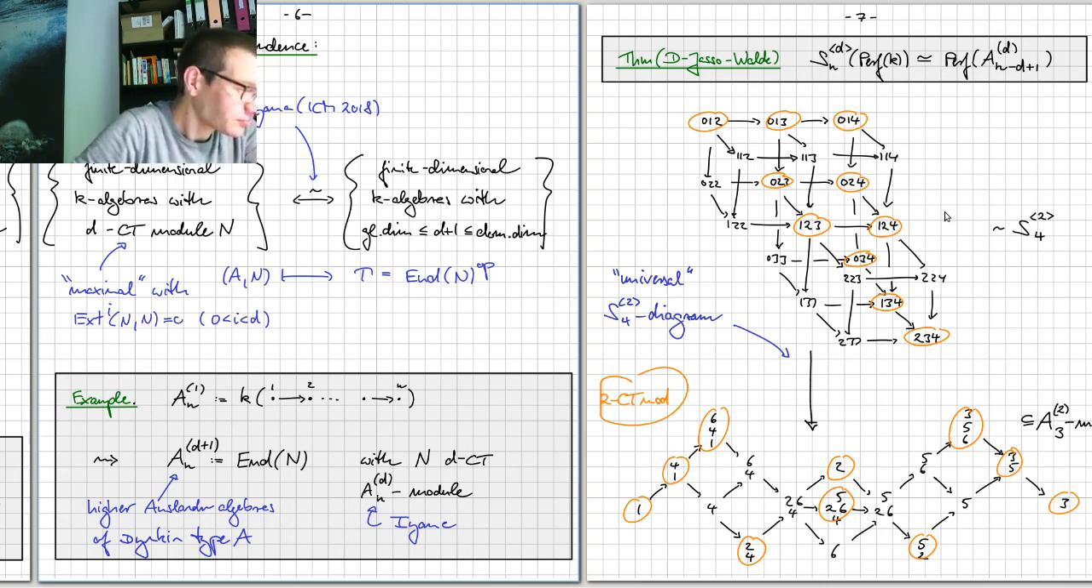Oh, wait, sorry. There are a couple of questions in the chat. There's one: is it conceivable that the higher Auslander algebras of type D have a K-theoretic interpretation? I think totally.